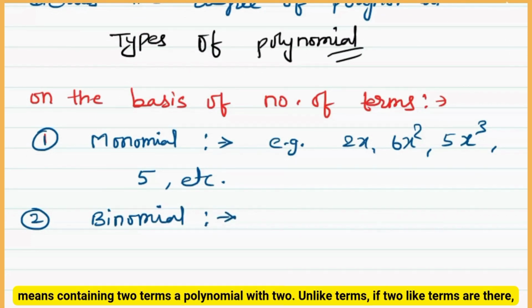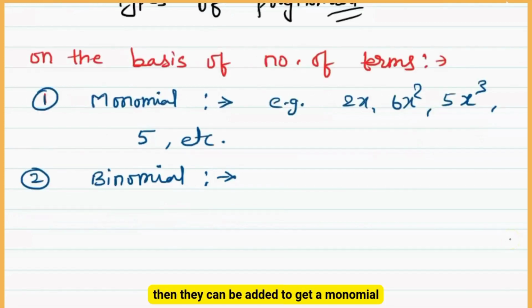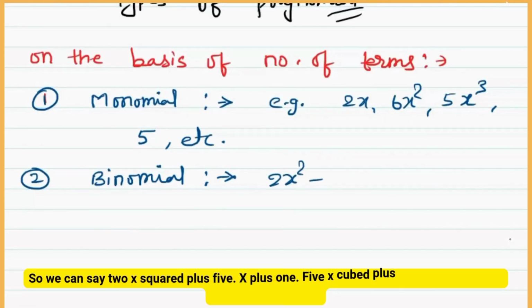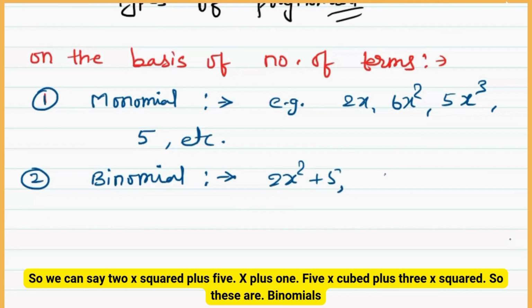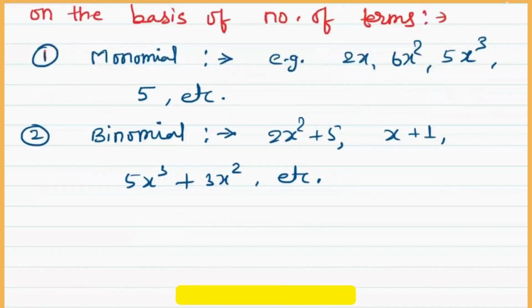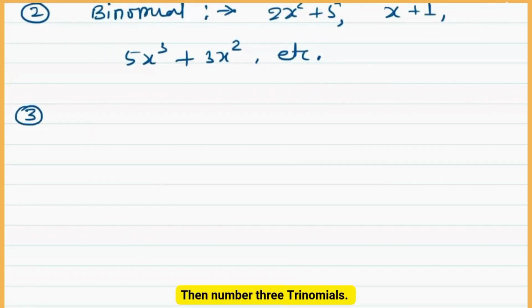Then number 2, binomial, meaning containing two terms, a polynomial with two unlike terms. If two like terms are there, then they can be added to get a monomial. So we can say 2x square plus 5, x plus 1, 5x cube plus 3x square. So these are binomials.